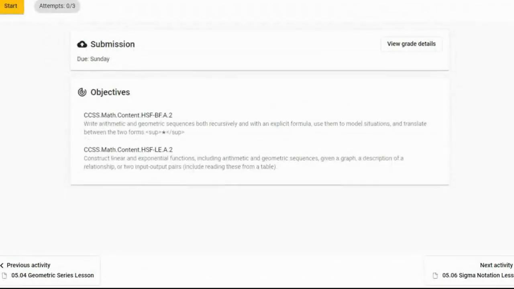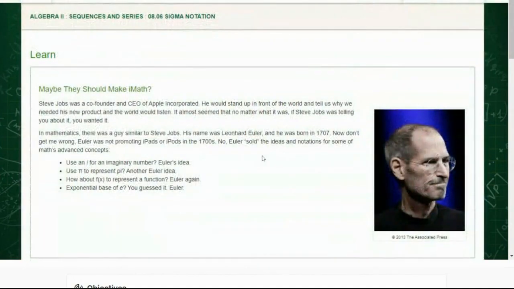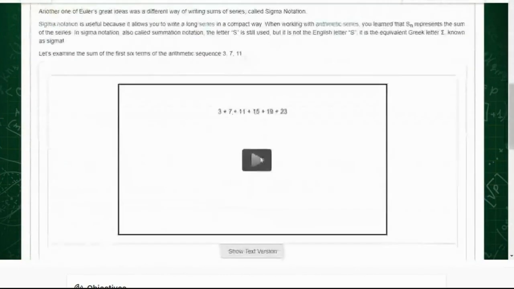All right, let's look at, again, there's that sigma notation lesson that we're not going to do. I'm going to take that off, but I'll leave it there for a day or so if you want to look at it. But it's just a different way of writing.